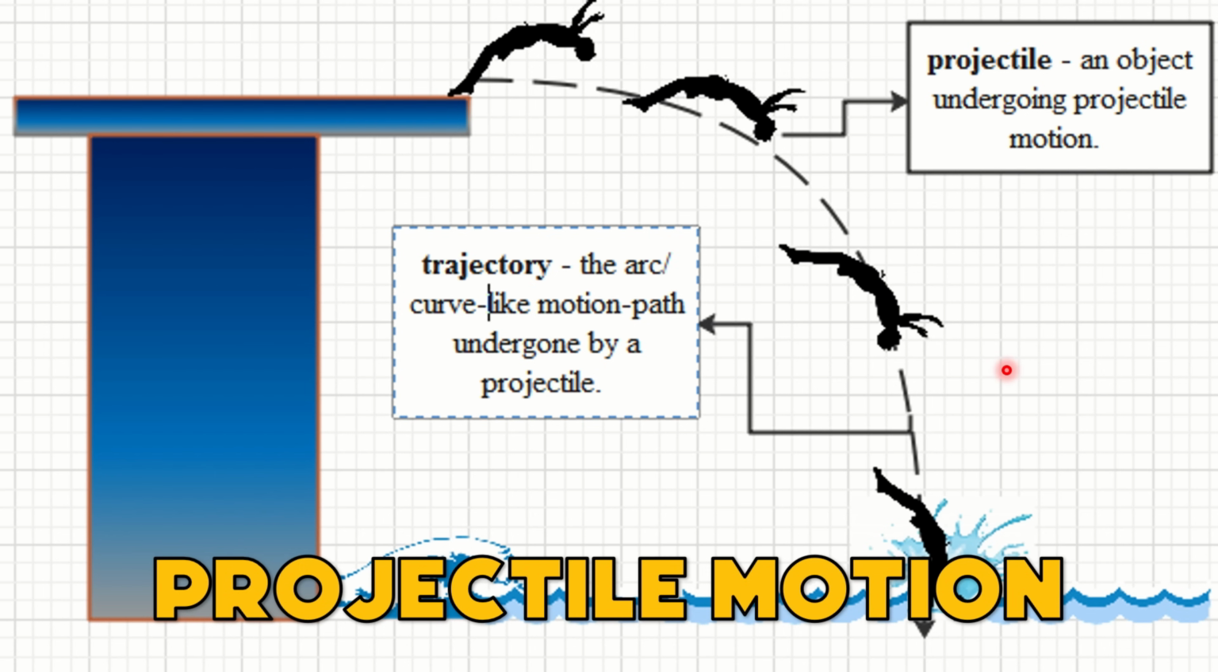Projectile motion is a form of motion where an object moves in a curved path. The object that is thrown or projected and exhibits projectile motion is called projectile. The curve-like path undertaken by a projectile is called trajectory.